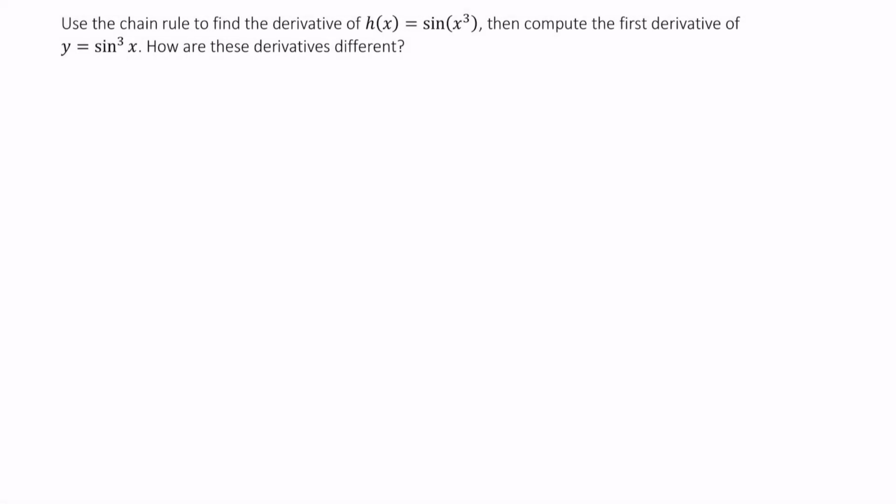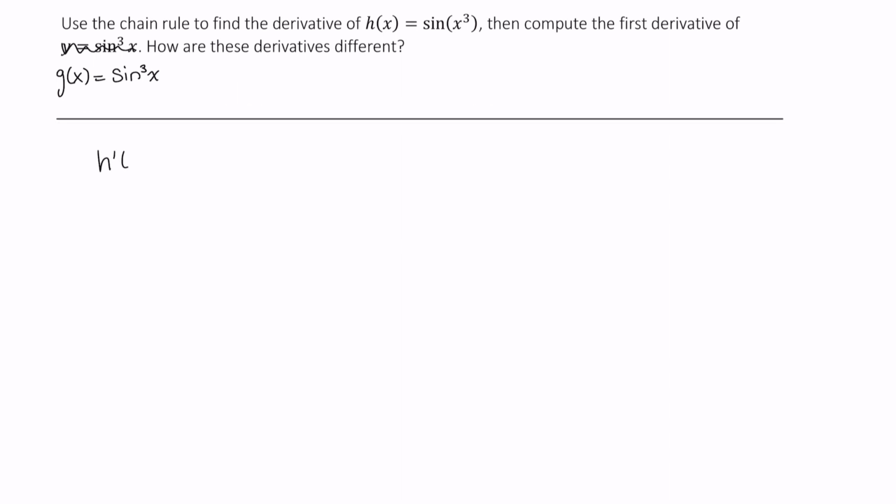Welcome. In this video, we're going to use the chain rule to find two derivatives. That is our first function h, which is sine of x cubed. And then actually, I'm going to rewrite this one so it's g of x. There we are. Mostly so they're both in function notation. So the second function is sine cubed of x. And let's see how these derivatives are different. So let's begin.